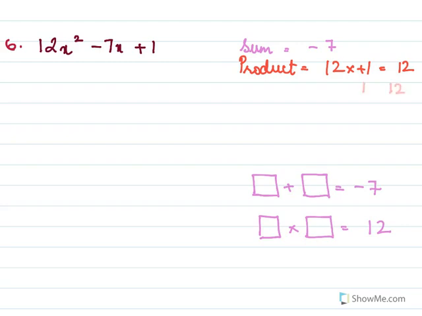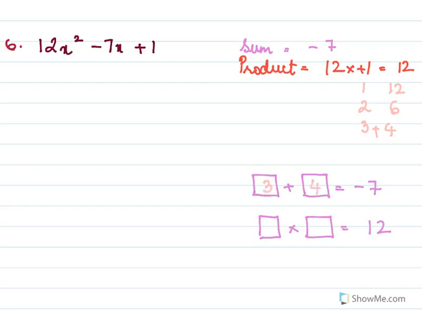Now 1 and 12, if you add 1 and 12, you get 13. If you subtract, you get 11. So that won't do. So 2 and 6 is 12. Add 2 and 6, you get 8. And you subtract 2 and 6, you get minus 4. That too will not do. We need 7. Then we need 3 and 4. Now if you add 3 and 4, you get 7. So here it is. This is the number we need.